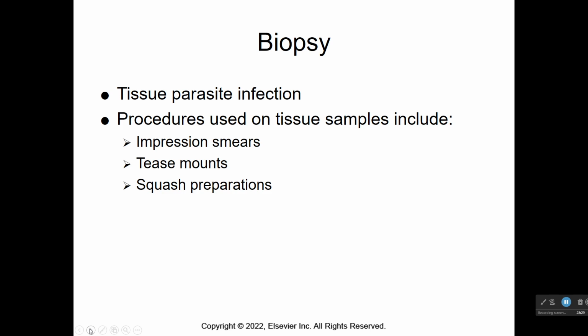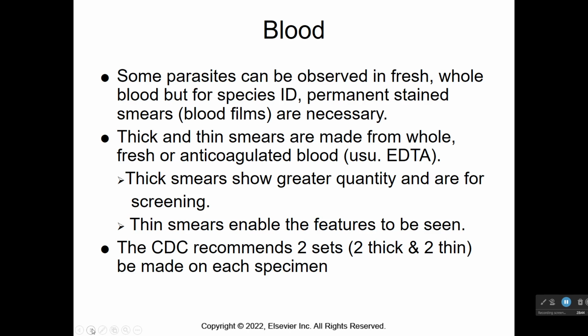If there's a parasitic infection in the tissue, we can make smears, or do what's called a tease mount, where you pull that tissue apart and even press it between two different surfaces to squash it, to look at that under the microscope.